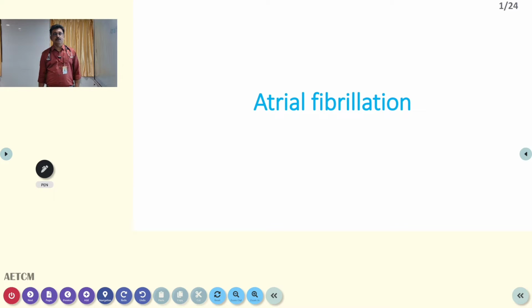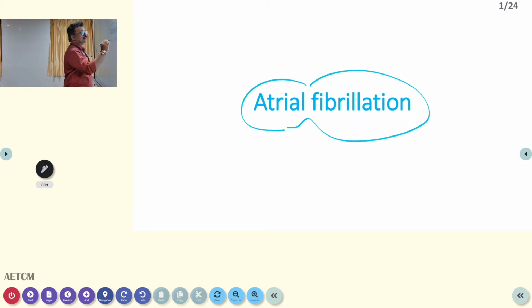Today, let us discuss atrial fibrillation. When we discuss atrial fibrillation, we should know what a normal sinus rhythm is. Normal sinus rhythm in ECG is a P wave, then PR interval, QRS complex, ST segment, T wave. This is a normal ECG complex where the P wave is produced from the atrium and the QRS is produced from the ventricle.